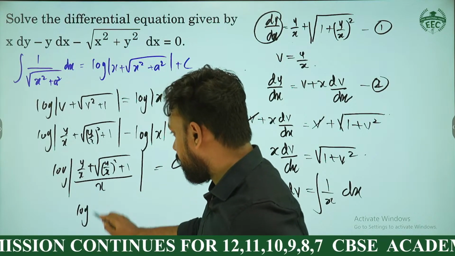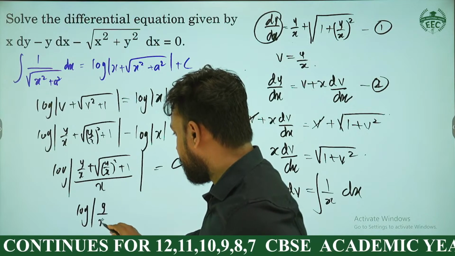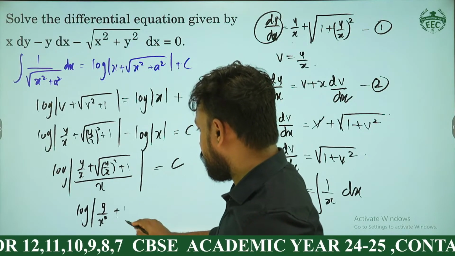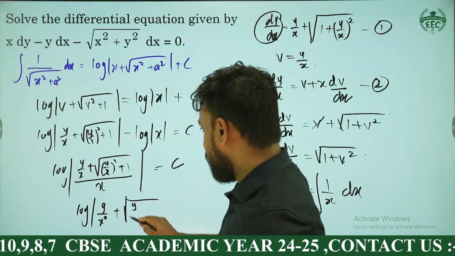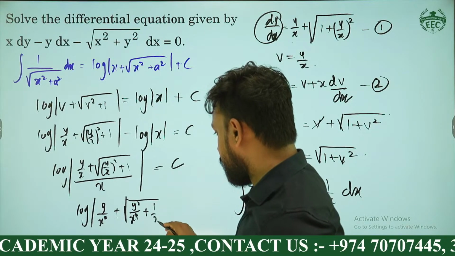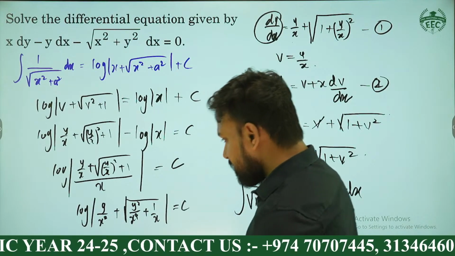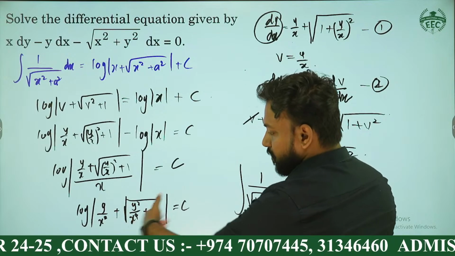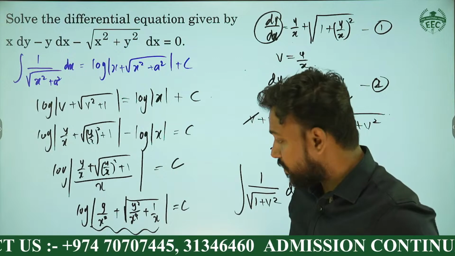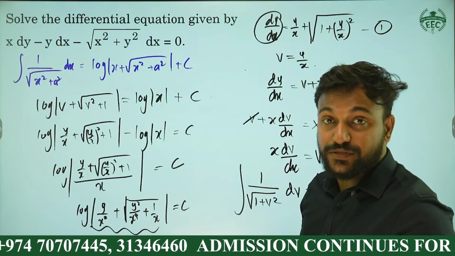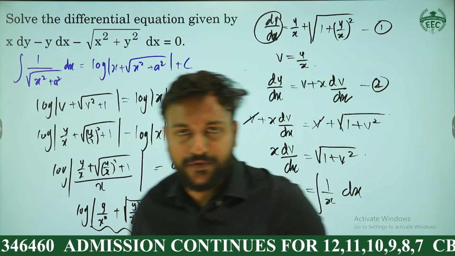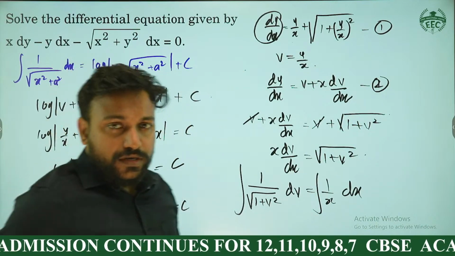And the final answer is log of y by x plus root of y square by x raised to 4 plus 1 by x is equal to c. And finally you can apply the exponent on both sides and you can write, this is your answer, y by x square plus root of y square by x raised to 4 plus 1, by x is equal to c. You can stop here or here, till here it's enough. Okay, can I move to the next one? All good? Ready?